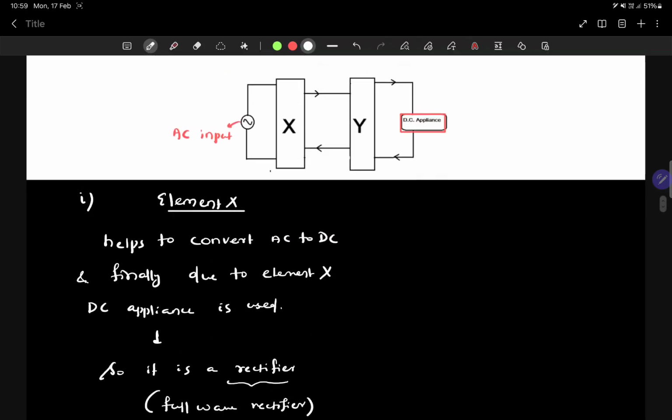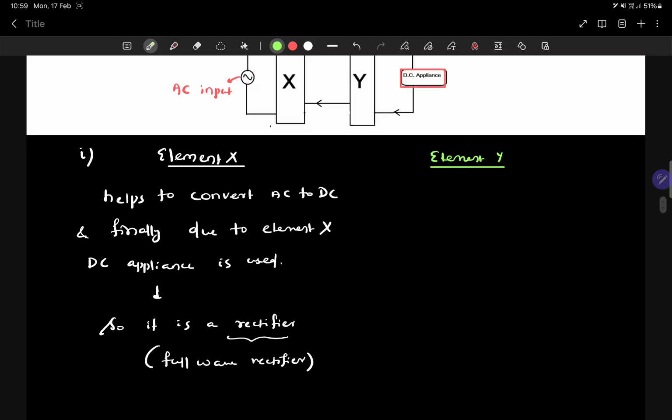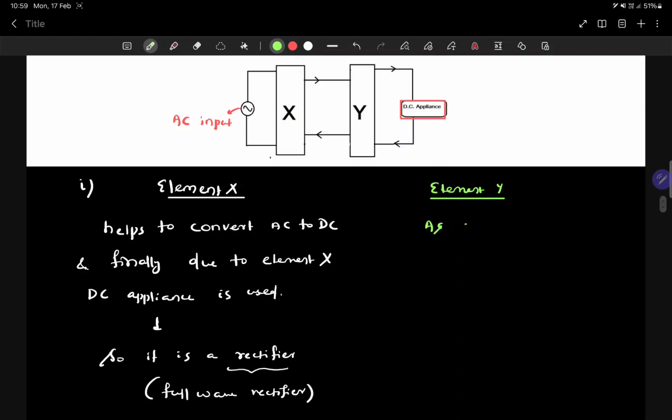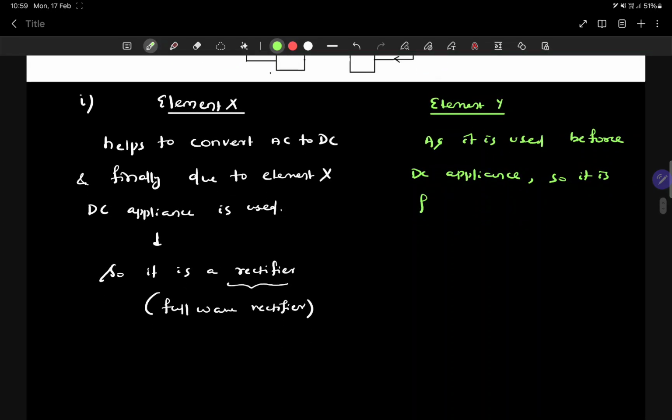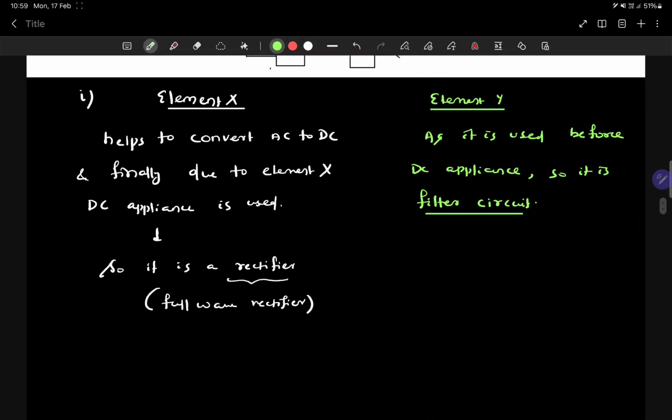Okay, and next come to element Y. Now see the diagram, element Y is used before the DC appliance. So as it is used before the DC appliance, it is your filter circuit. Okay, so this is our answer. Element Y is filter circuit and element X is full wave rectifier.